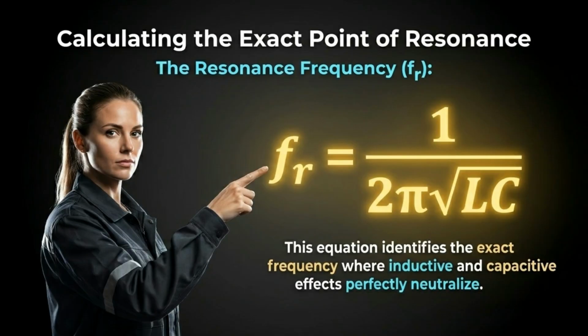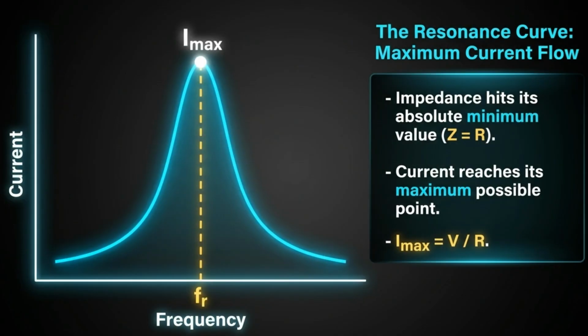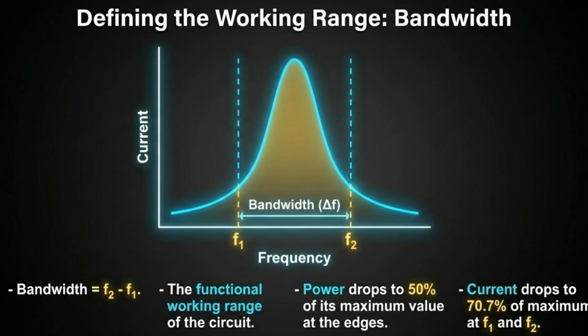To find the exact point of resonance, we use the resonance frequency equation. This formula identifies the precise frequency where inductive and capacitive effects perfectly neutralize each other. The resonance curve shows that at the resonant frequency, impedance hits its absolute minimum, leading to maximum current flow in the circuit. Bandwidth defines the functional working range of the circuit.